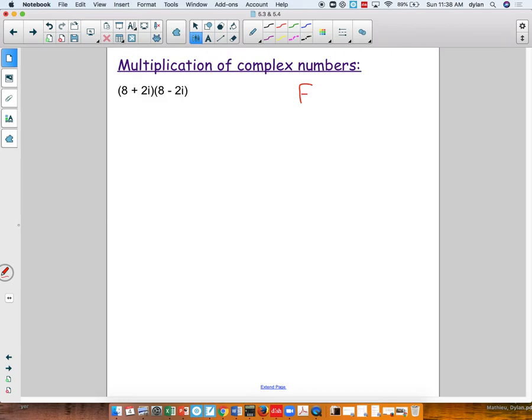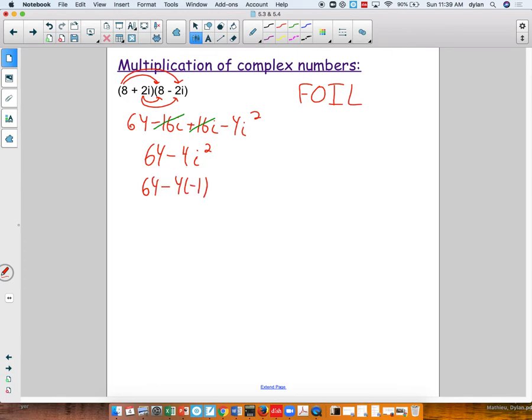From Algebra 1, you probably remember that you can multiply this using FOIL, right? And so we can do 8 times 8, which is 64. 8 times -2i, which is -16i. And then we can also do 2i times 8, which is 16i. And 2i times -2i, which is -4i squared, I apologize, because it's 2i times 2i. Now, the middle two terms both have a 16i with opposite signs, so they're going to cancel out. And we're left with 64 minus 4i squared. Now, i squared, we already said, was -1. So really, we're looking at 64 minus 4 times -1, or in other words, 64 plus 4, which is 68.